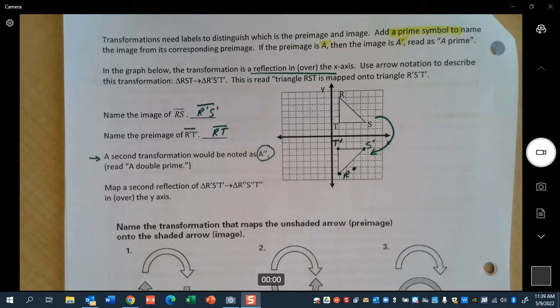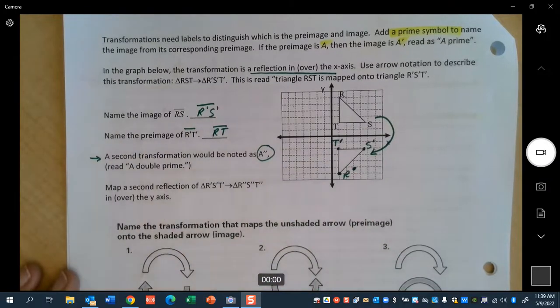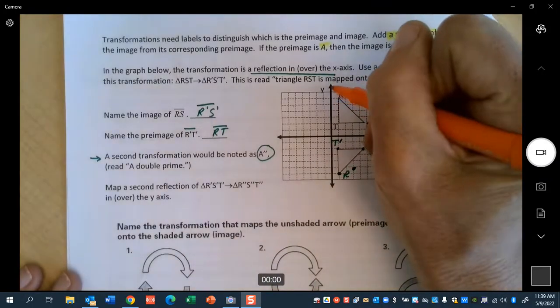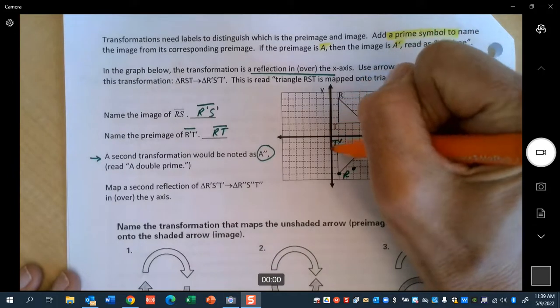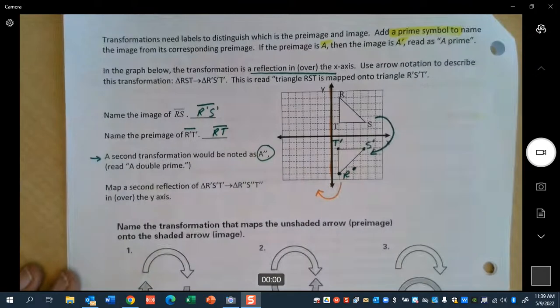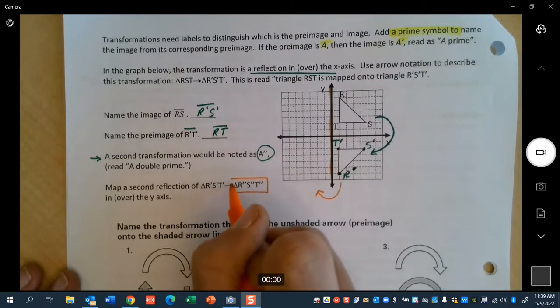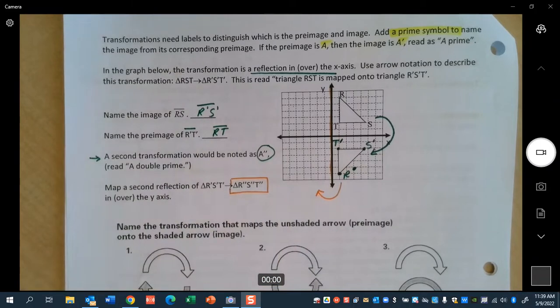All right. Would you please map a second reflection of this triangle over the y-axis? So here's your y-axis here, and now what they're asking you to do is flip this triangle and map it, and then you're going to name it with the double prime symbols. Go ahead, take a minute and do that. Go.